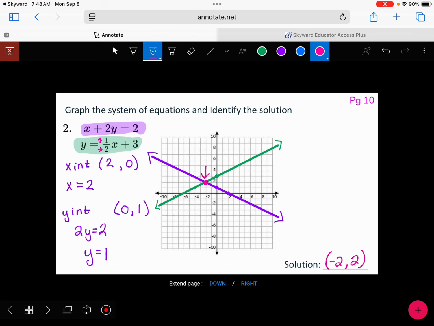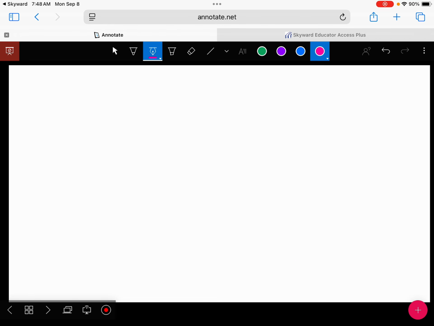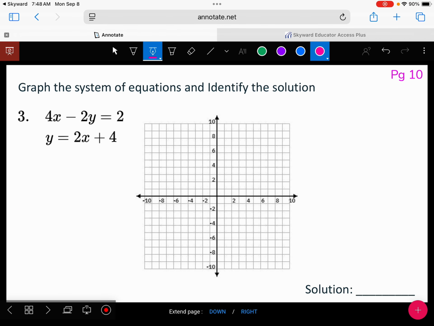Okay, questions on this one? Let's take a look at number 3. Again, some very similar pieces here. I'll do this one in green. I'll do this one in purple. I just like to keep things clear.